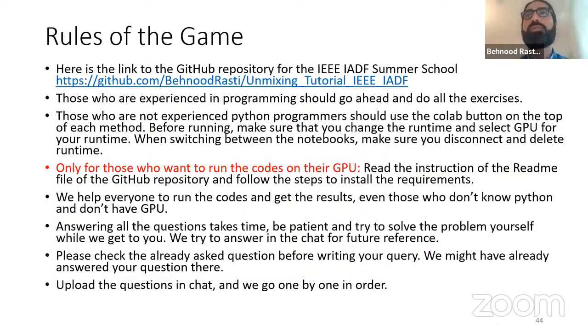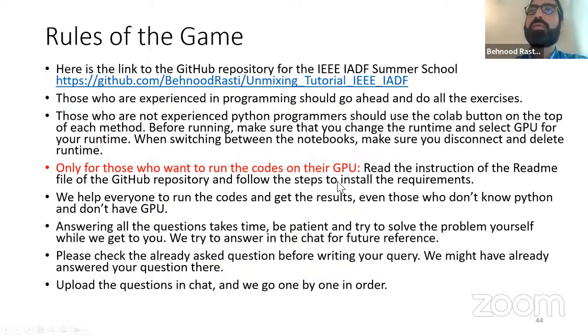If you have a problem installing the package on your GPU, I would suggest you use the Colab version for now, because the main point currently is that you work with these unmixing techniques, we can discuss the results, and you get the results. Then later on you can install the package on your GPU and use it either on a server or on a GPU.